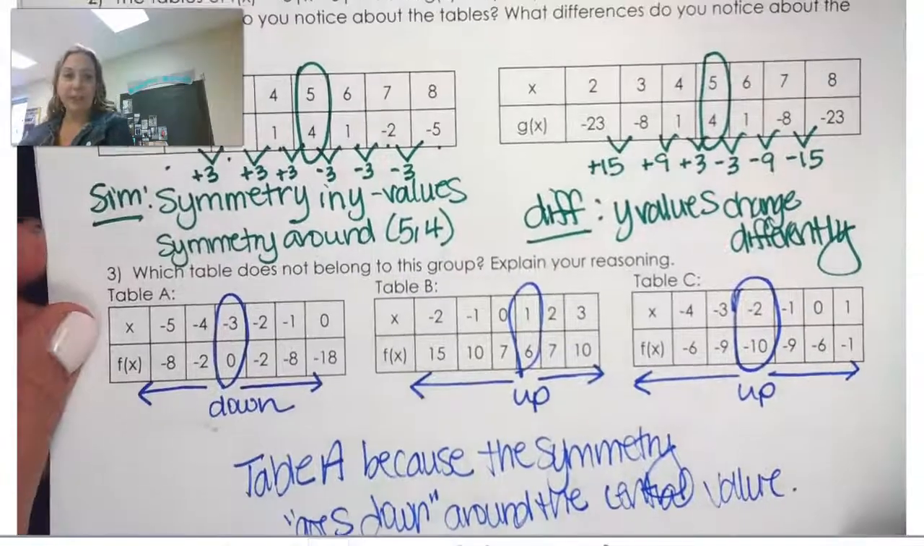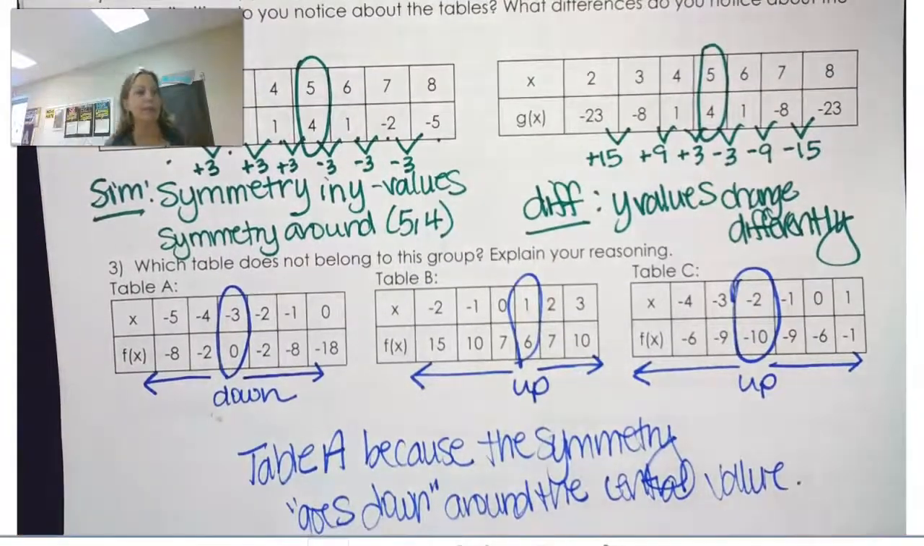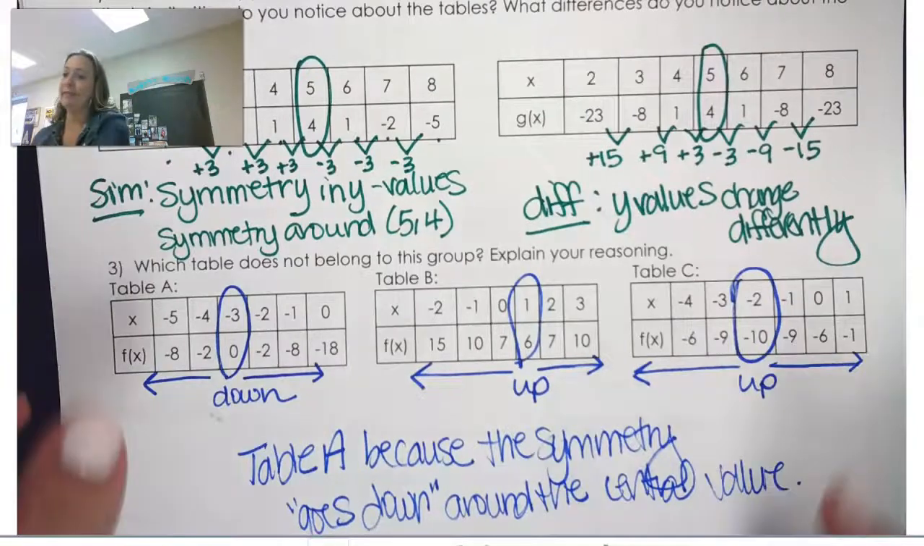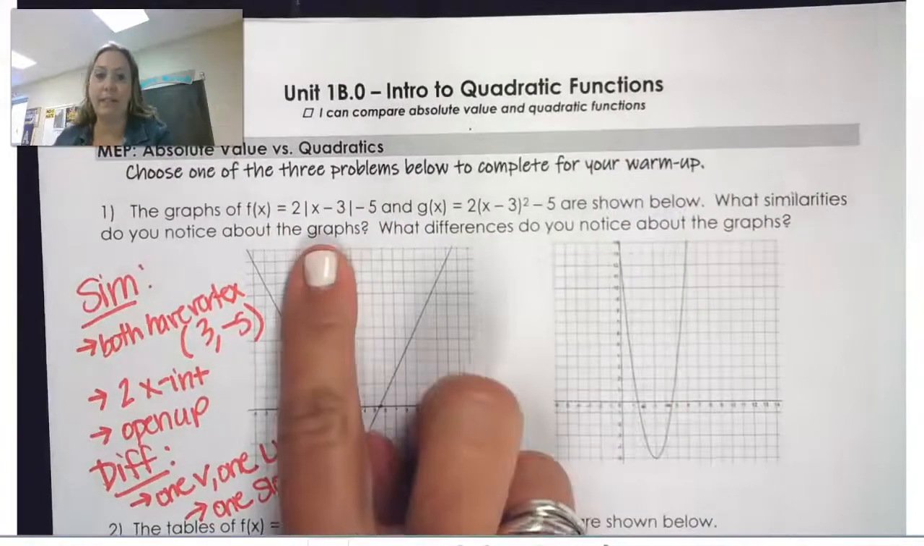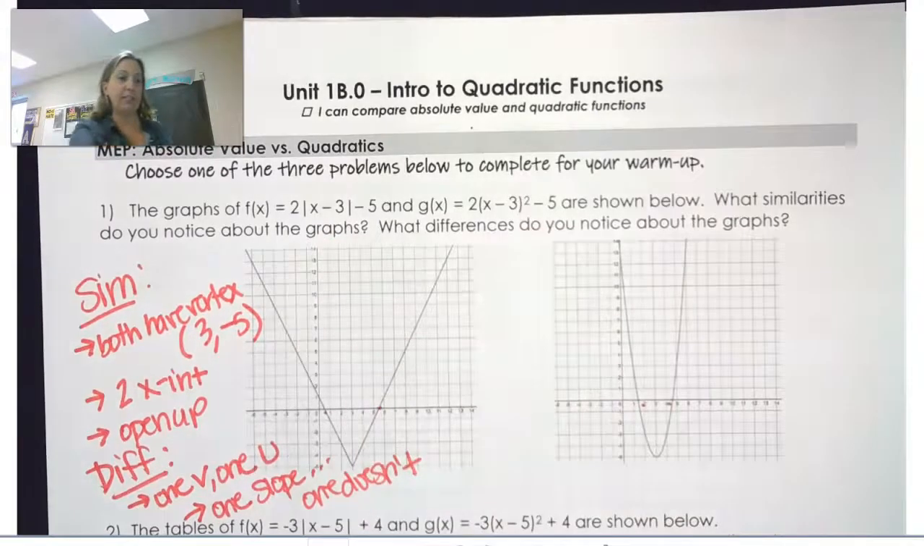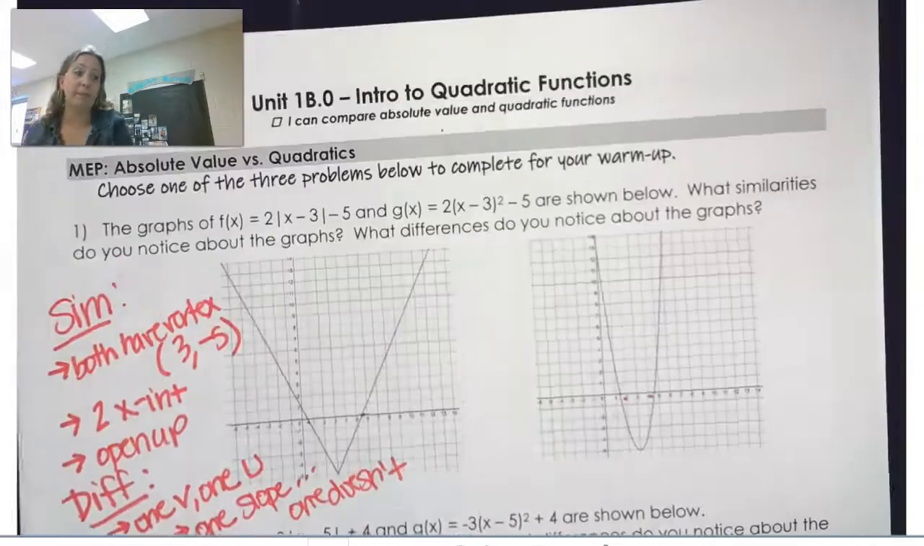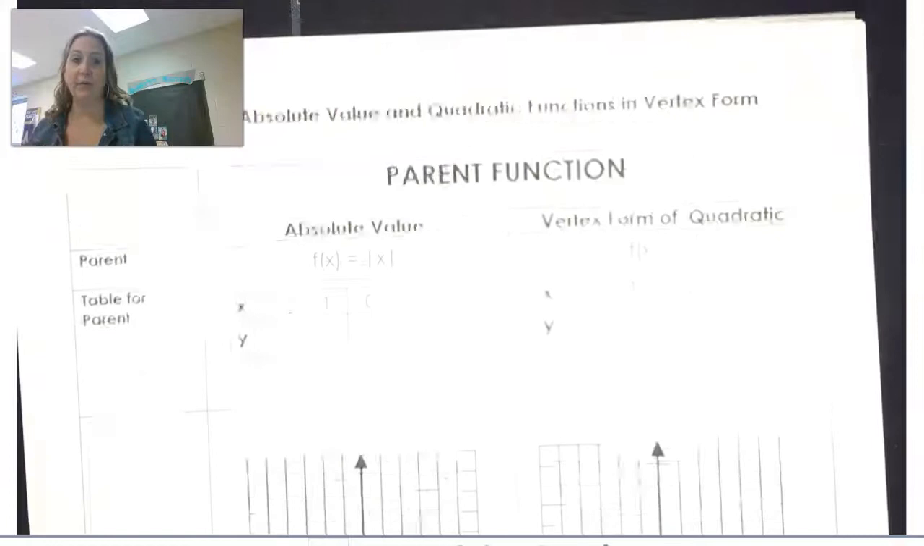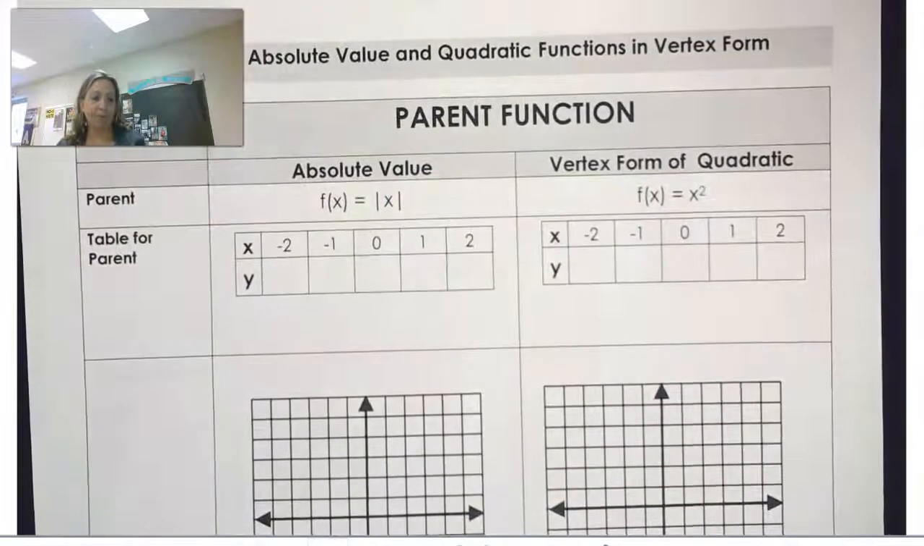And what we were really looking at were some similarities and differences between two types of functions, and these are between absolute value functions and quadratic functions. And notice that they do have several similarities, but there are some differences. So I'd like to formally compare these with you on this next page.